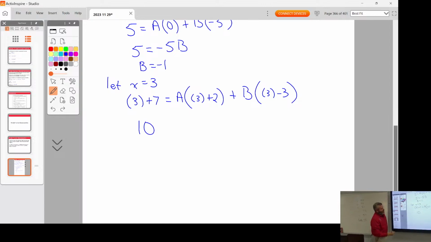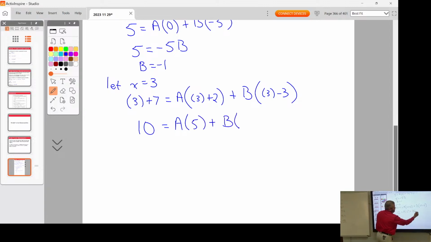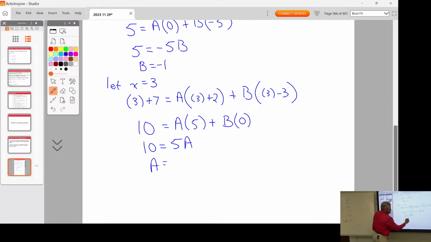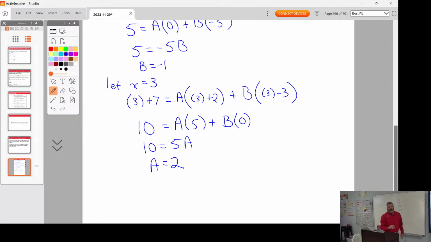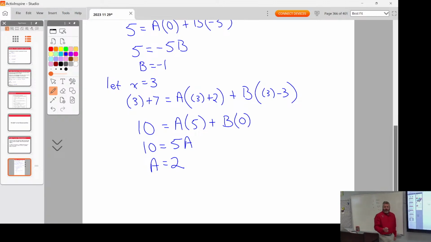Okay, equals 5a. A times 5 plus b times 0. So 10 equals 5a. A is 2. Now that I've identified both a and b, I can write down my partial fraction equation.